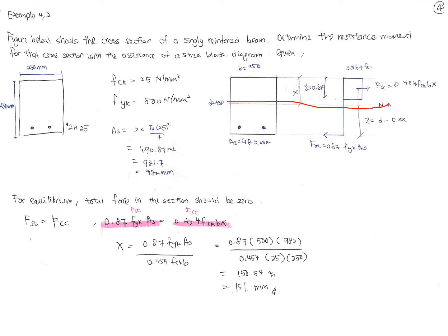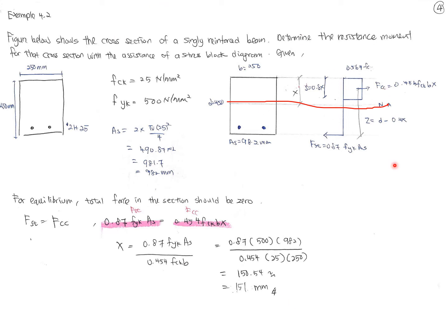So the value of x, the stress block depth, is 0.8x. Let me change to the laser pointer. This is the stress plot diagram. Here at the top is 0.567 fck, and Fcc is 0.454 fck b x, and this is the neutral axis. Z is d minus 0.4x, and Fst is 0.87 fyk As. So this is the stress plot diagram, with Fst and Fcc.